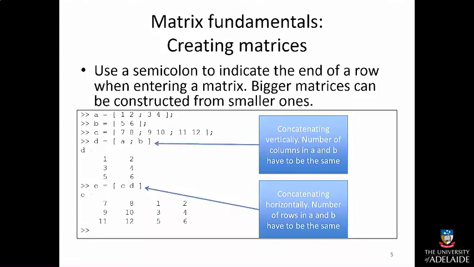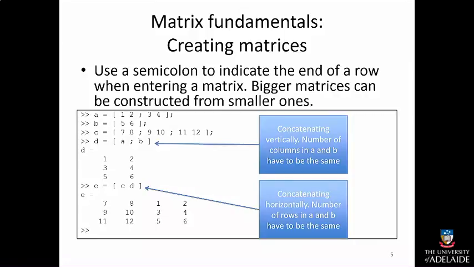And B is just 5, 6. So look at D, A semicolon B. What it would do is that it would append, so this was A, 1, 2, 3, 4, and B was 5, 6. So because there is a semicolon, this means we want to add a new row. So B is the new row, okay?